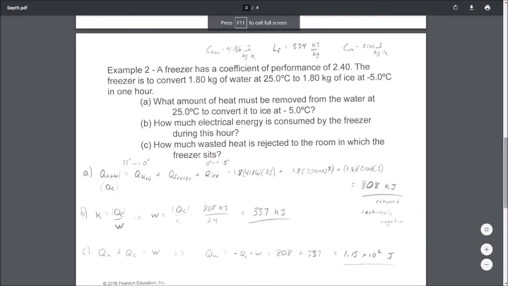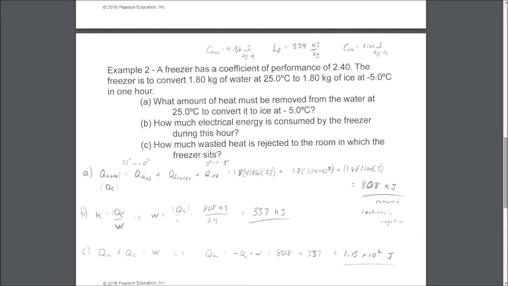All right, we're going to wrap up the last of the September 9th lecture. Just a couple more problems to do and a little bit to explain about second law statements. So we have a freezer with a coefficient of performance of 2.4. Right, so that coefficient of performance is the cold reservoir divided by the work being done.